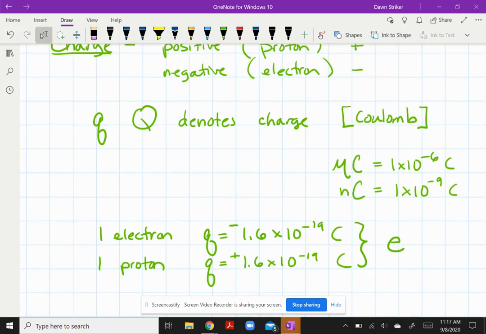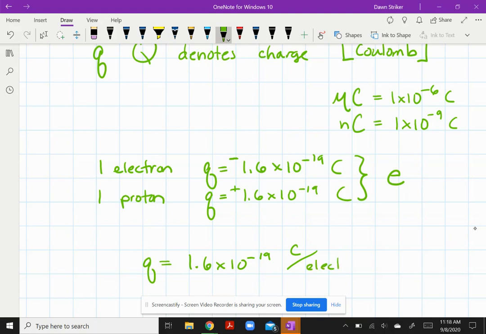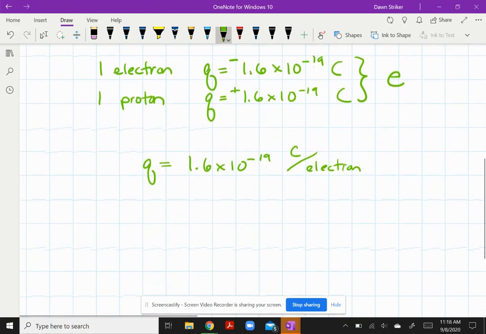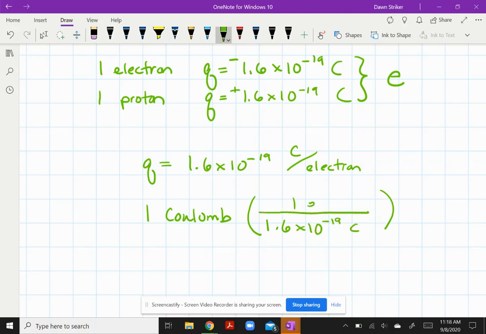The symbol is Q, small q or large q. It's measured in coulombs. A coulomb is a huge amount of charge. Another way to think about that is that if I'm interested in an electron, the charge for one electron is 1.6 times 10 to the negative 19 coulombs per electron. So you might say, well, how many electrons makes up a coulomb? 1 coulomb of charge, and then I could multiply that by, well, now I need a conversion factor. There are 1.6 times 10 to the negative 19 coulombs in 1 electron.